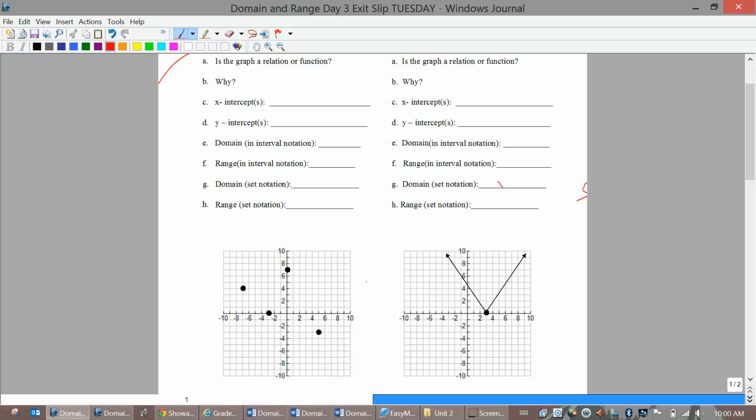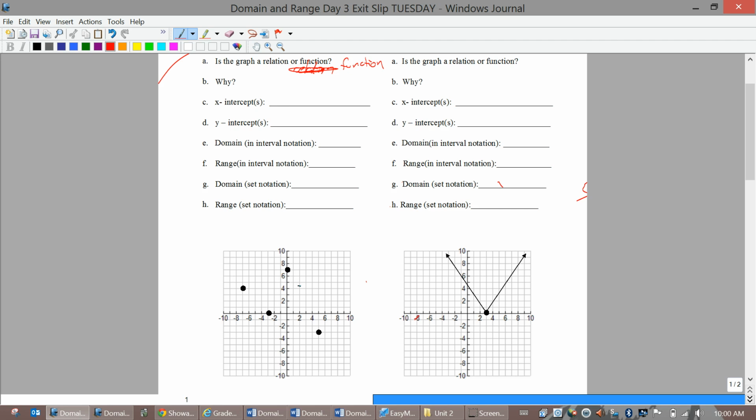Okay, is this a relation or a function? This is a relation. Why is it a relation? Actually, no, this is a function, sorry. Why is it a function? It's a function because a vertical line only hits the dots on the graph once.